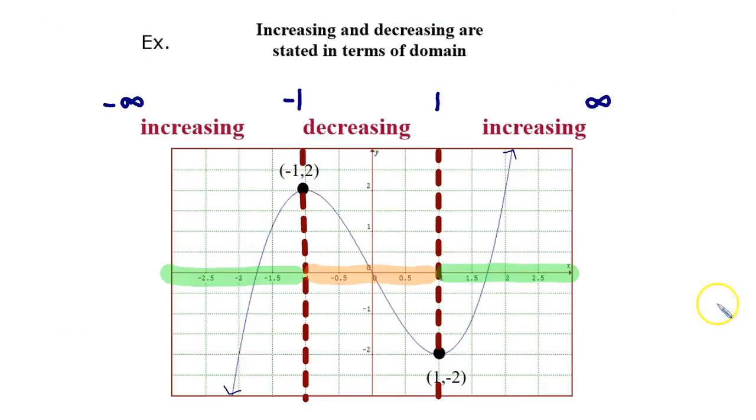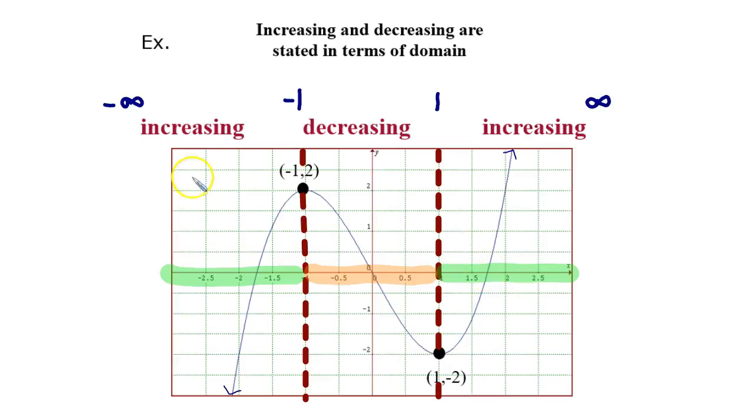Here's another example, an actual polynomial function. You can see from left to right it's going uphill, so it's increasing until it gets to an x value of negative 1. At negative 1, it changes direction. It's no longer increasing; now it's going downhill. So along the x-axis, it's decreasing from negative 1 to positive 1. And then it goes uphill again. It's increasing again from 1 to infinity.